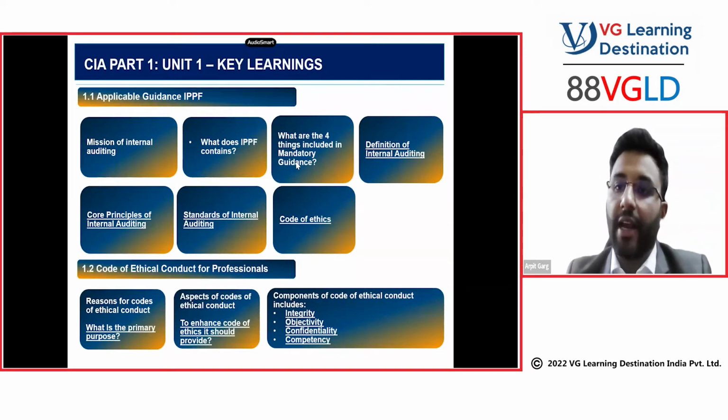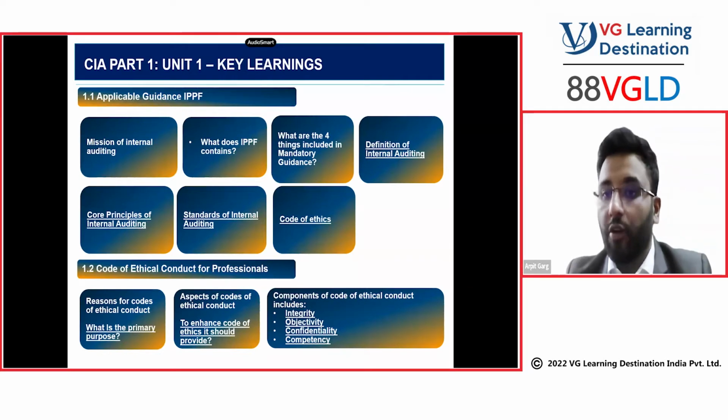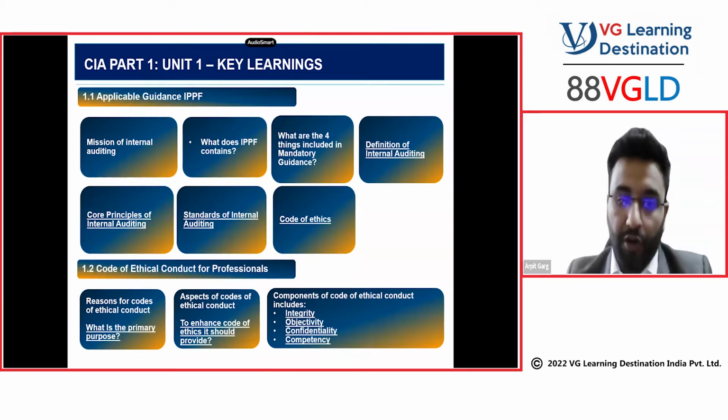How many types of standards? What are the differences among the standards? How many types of code of ethics? That is all that we are going to learn. Again, very, very important topics from an examination point of view, as well as for the internal audit profession. We should know this. This is very, very important.